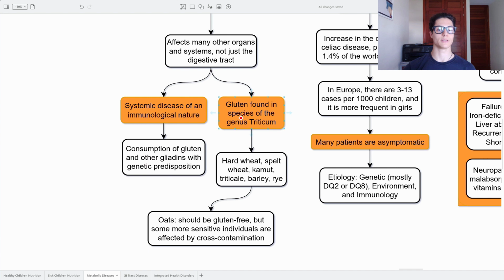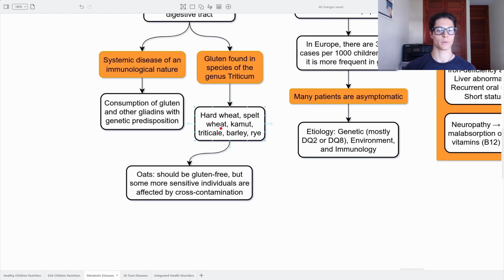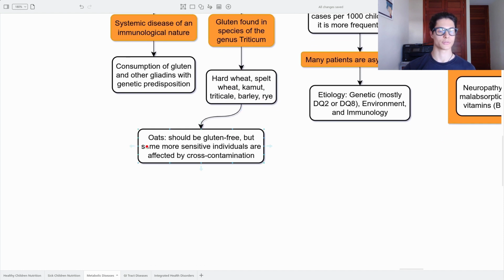Gluten is found in species of the genus Triticum. This is hard wheat, spelt wheat, kamut, triticale, barley, rye, and also oats. They should be gluten-free ideally and naturally, but some more sensitive individuals are affected by cross-contamination. Indeed, the majority of oats are cross-contaminated with gluten.